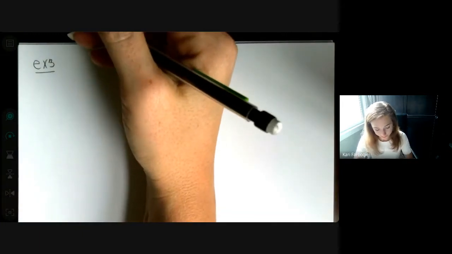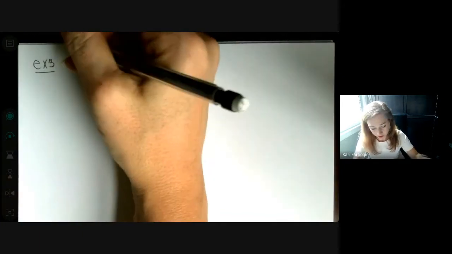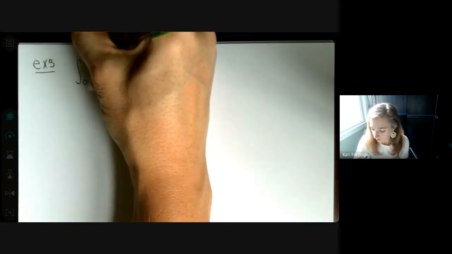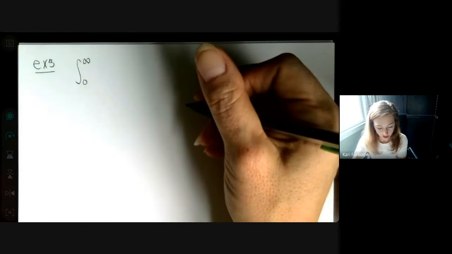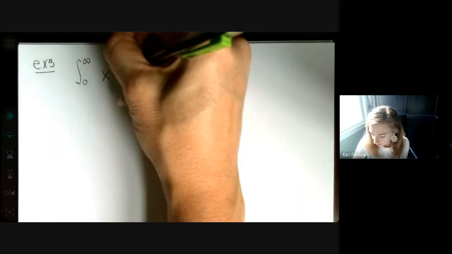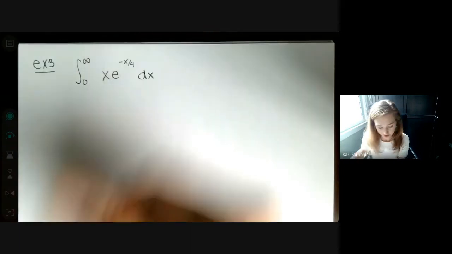All right. Lost my example. This is example 3. We're going this time from 0 to infinity, and our function is x e to the negative x over 4 dx.